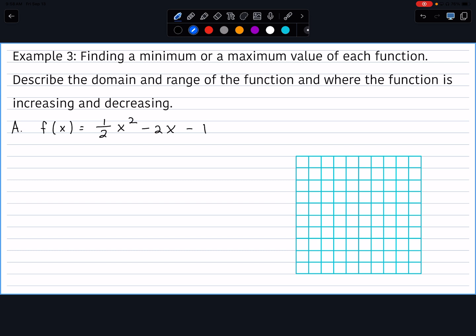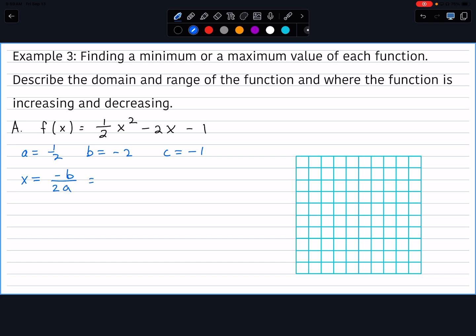In order to find the vertex, as you all know, we're going to identify a, b, and c. So a is 1/2, b is -2, c is -1. Let me double check that. Looks good. From there, we are going to plug it into our formula that gives us the axis of symmetry, the x-coordinate of the vertex, and that is -b over 2a.